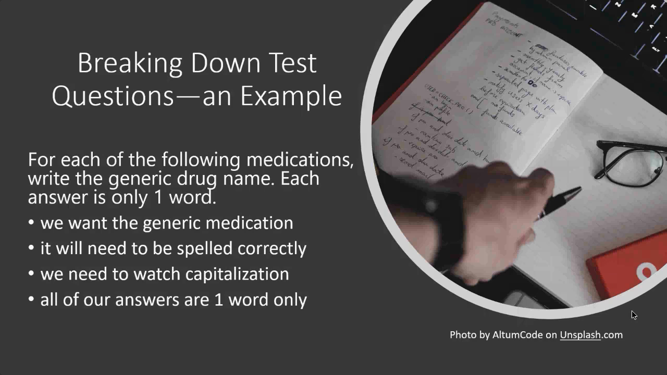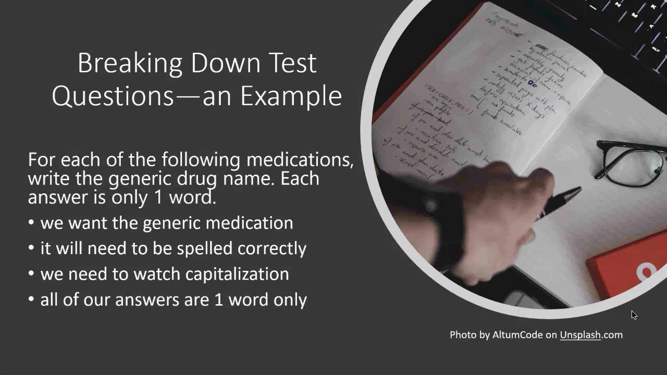I kind of just grabbed a generic sort of thing without any examples, just to pick out some of the keywords here. So in this example, we know we need to look up the generic version for the brand names, so that's going to mean our spelling and capitalization is going to be important for this. We also know that each answer is only going to be one word, so that's a nice clue that the question is giving us. And yeah, that's kind of a straightforward sort of thing.